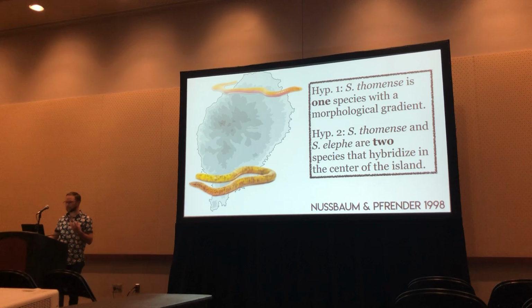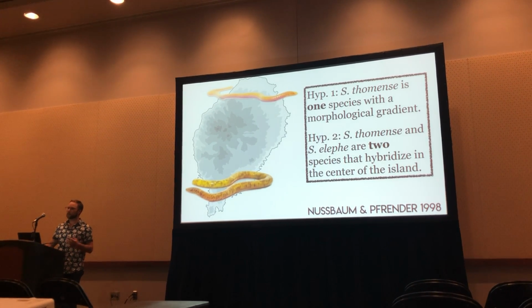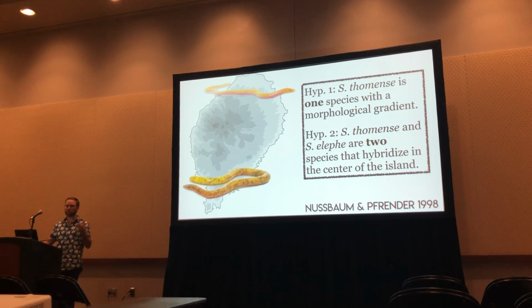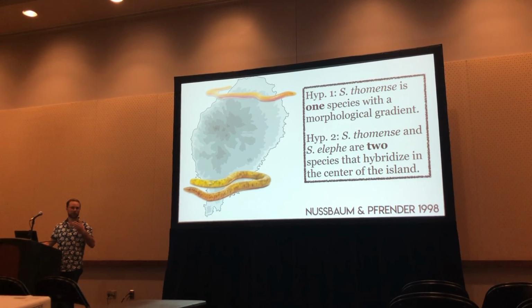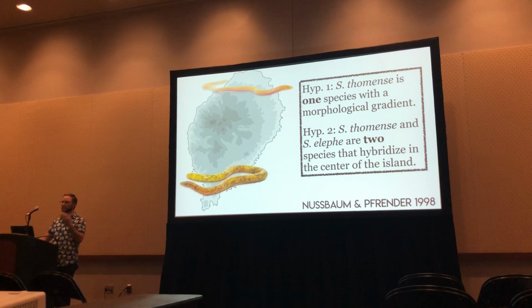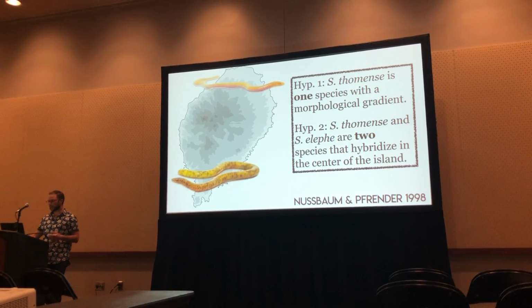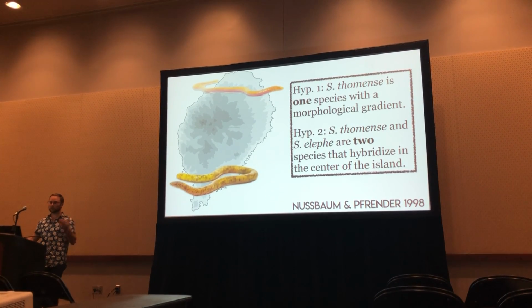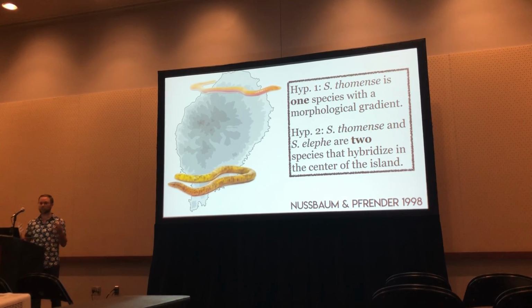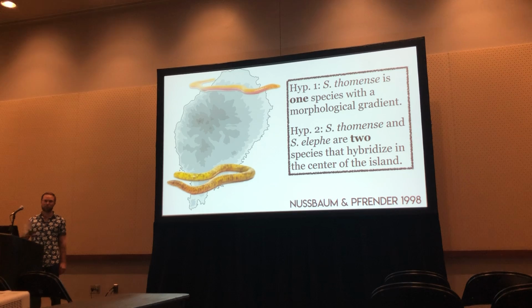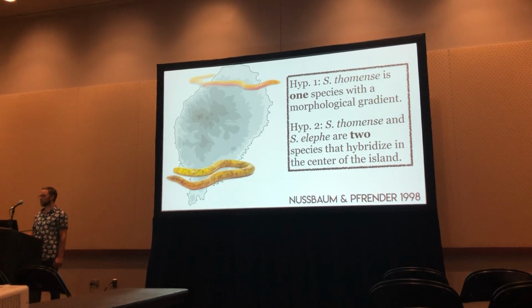And so they kind of laid out two hypotheses. In the first case, we have one species with this morphological gradient, and the reason we see intermediate individuals is it's just varying with this heterogeneous landscape across the island. And then the second hypothesis would be that we have two species that are intersecting at some point in the middle of the island and potentially hybridizing. And the reason we have intermediate morphologies is that these are actually hybrid individuals.